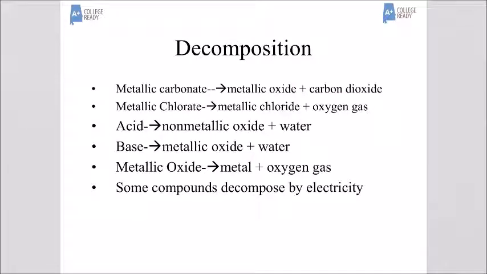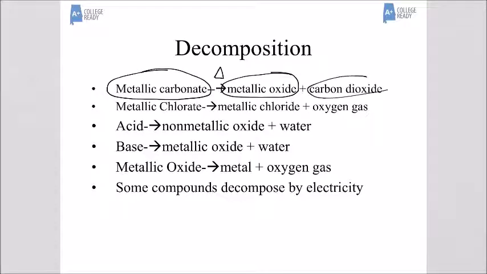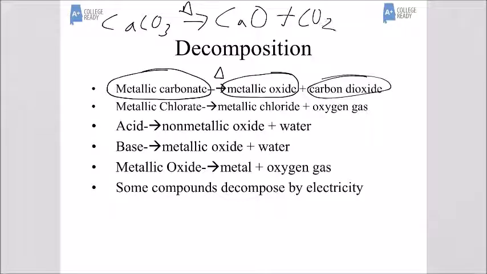We've also got decomposition reactions. There's several types. One is when we take a metallic carbonate and we might heat it, which we might show with a delta sign. And metallic carbonates, when heated, break up into metallic oxides plus CO2. For example, if we had calcium carbonate and we heated it, we end up with calcium oxide plus carbon dioxide.